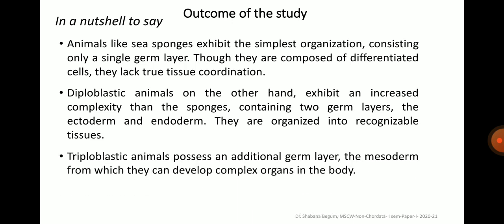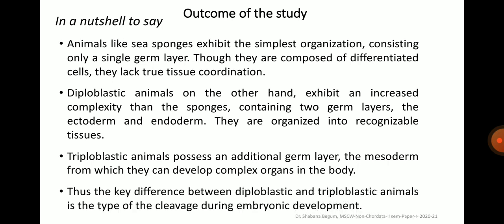Triploblastic animals possess an additional germ layer, the mesoderm, from which they can develop complex organs in the body. Thus, the key difference between diploblastic and triploblastic animals is the number of germ layers during embryonic development. So, at the end of the lecture, here are some MCQs, that is multiple choice questions, you can answer to know whether you have understood the topic or not.